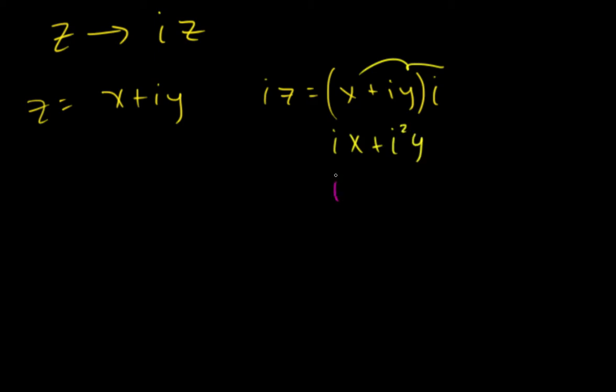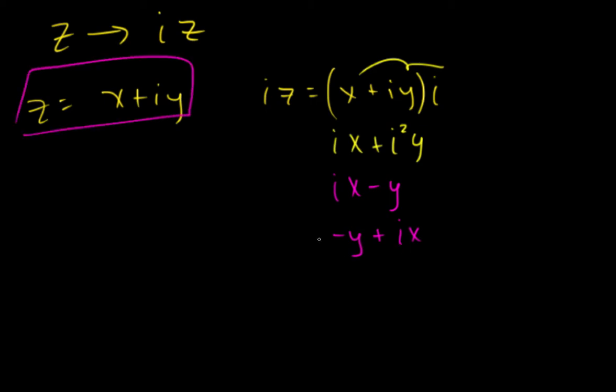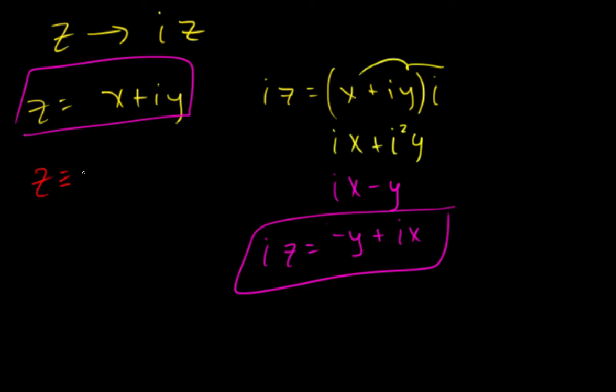I squared is really -1. So we end up with this, which if we order that correctly, we end up with that. So here's our z, here's our iz. Okay, now we know that z can be represented as p(x, y), and so iz can be represented as p prime (-y, x).